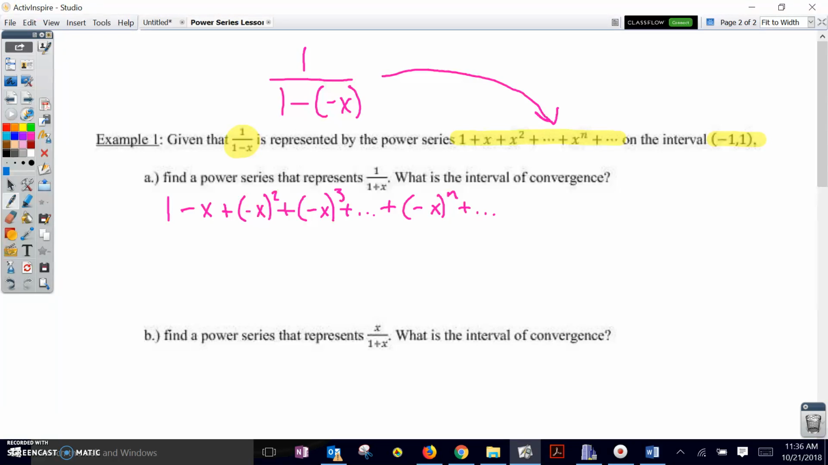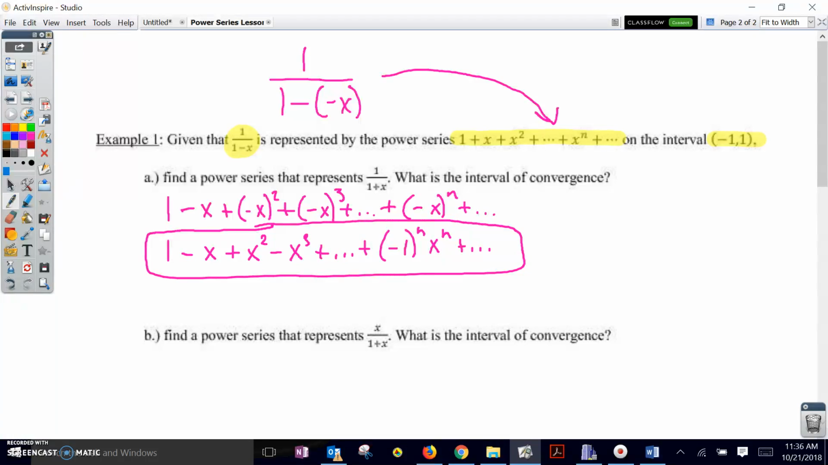And if I simplify this, it turns into the series 1 minus x plus x squared minus x cubed plus x to the fourth minus x to the fifth, etc., plus negative 1 to the n, x to the n. And that is a power series that represents the function 1 over 1 plus x.